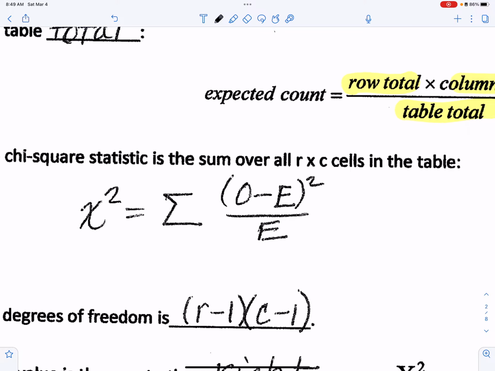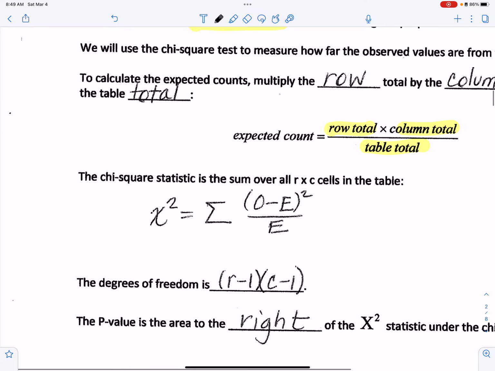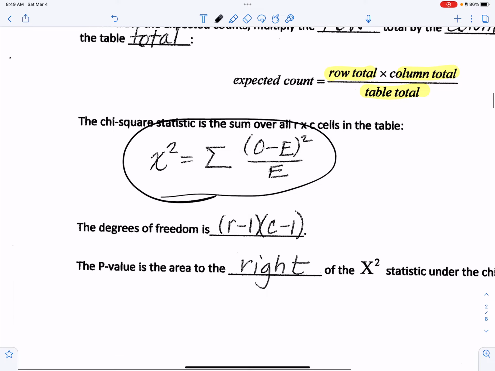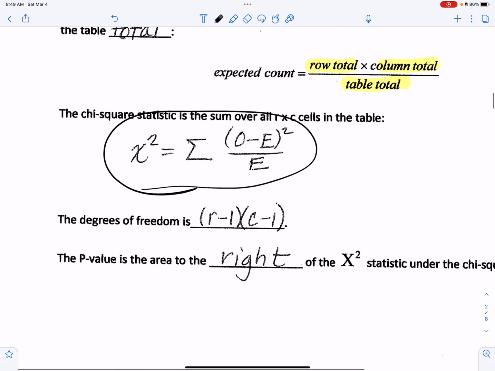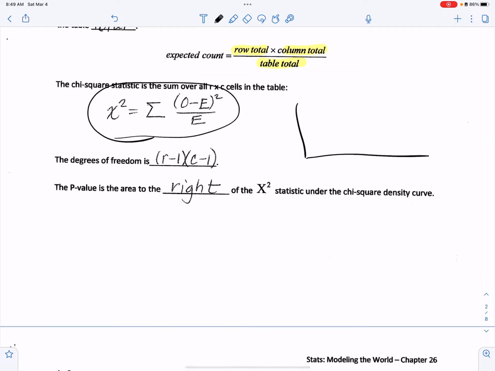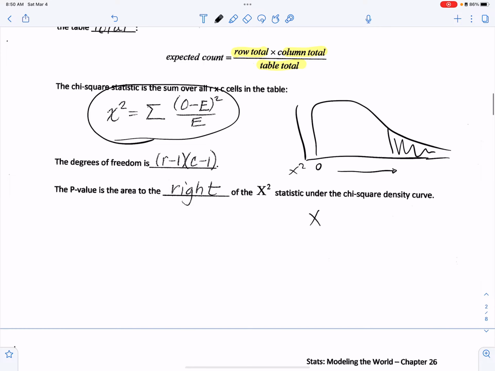This is the same chi-squared test statistic, observed minus expected squared divided by expected, and I do expect to see this on your test and on College Board. Degrees of freedom is row minus 1 times column minus 1. And remember, the p-value of the chi-squared statistic is shaded from the right. Sorry, it's kind of ugly. It starts at 0, and the chi-squared statistic gets bigger as it goes to the right, but the p-value is shaded from the right. And so as the chi-squared statistic gets bigger, the p-value decreases.